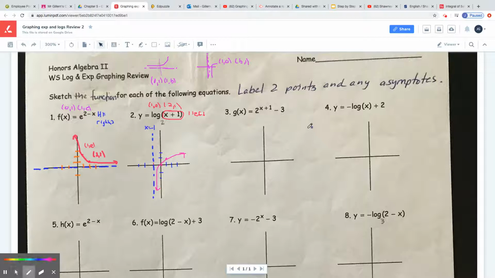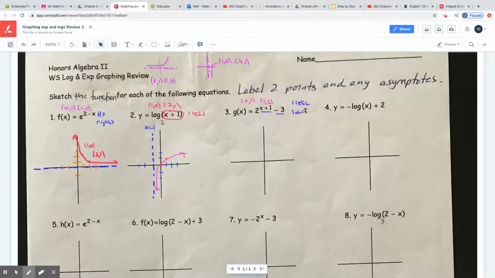Number 3. We have an exponential with a base of 2. So it's going to be 0 comma 1, and 1 comma the base. In this case, it's 1 comma 2. We have x plus 1 happening there. Set that equal to 0. So that's going to be 1 to the left because it's a negative 1. And then we have a negative 3 here. That's a vertical shift downward of 3. So we're going to be 3 down.